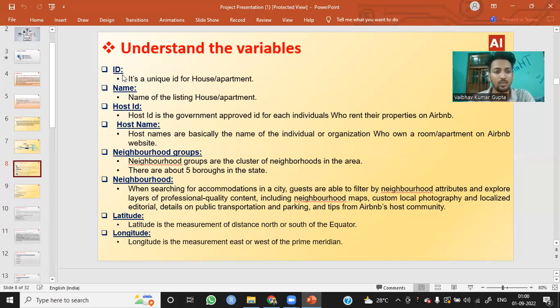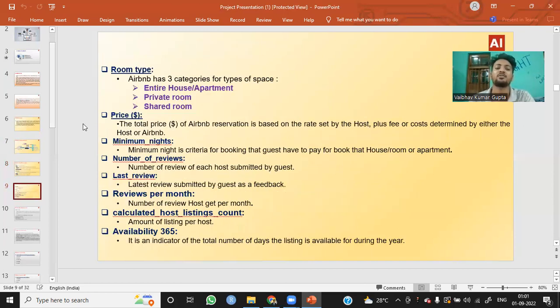Latitude is a measurement of distance north or south of the equator. Longitude is the measurement east or west of the prime meridian. For room type, there are mainly three categories: entire house or apartment, private room, and shared room. Then we have the price column. Price is calculated in dollars, which is basically the minimum price per night.